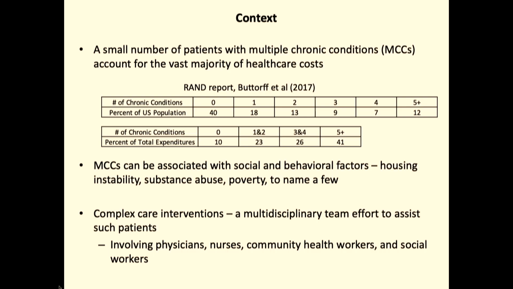So there are many organizations that are trying to help these individuals in various ways. These are organizations that are trying to help the most vulnerable groups in any city, region, or health system, for example. And usually they use multidisciplinary teams to assist such patients. They could involve some combination of physicians, nurses, community health workers, and social workers.